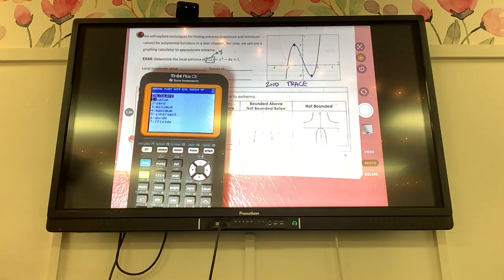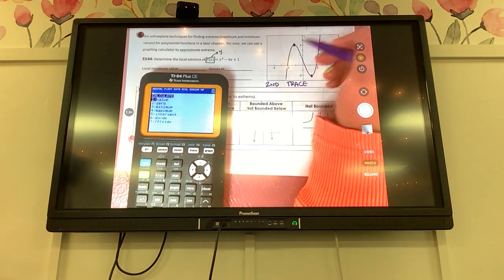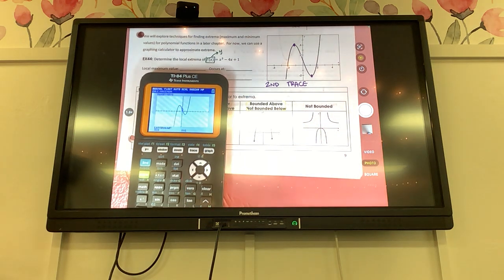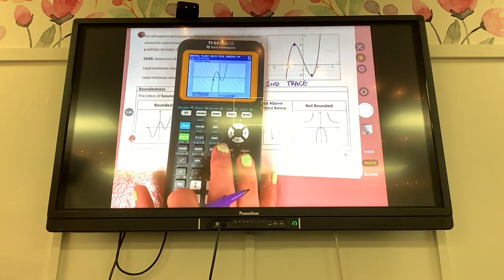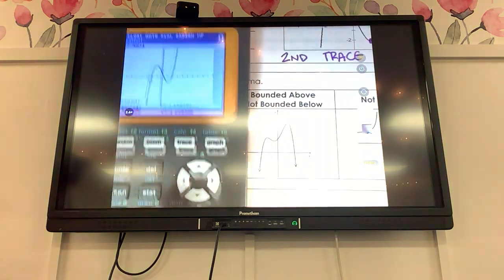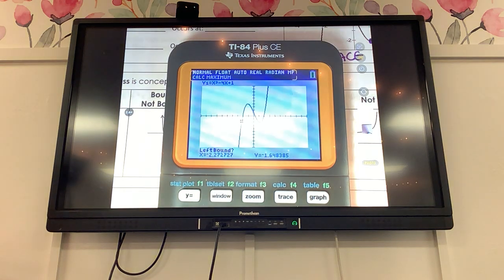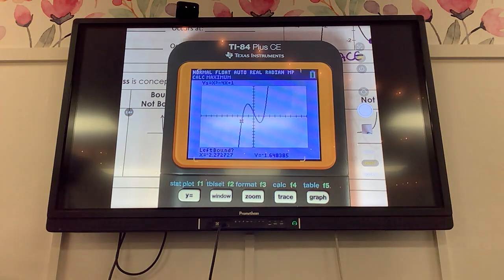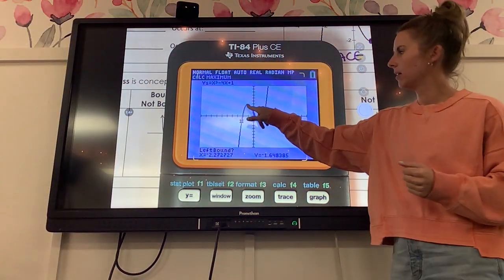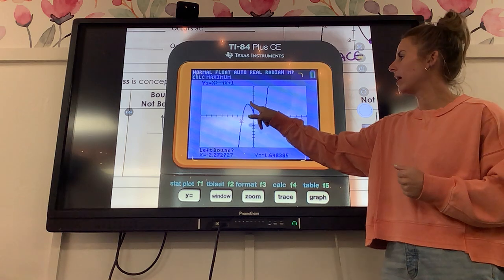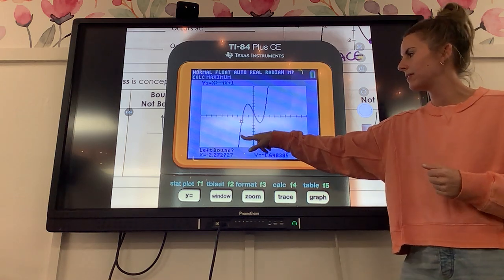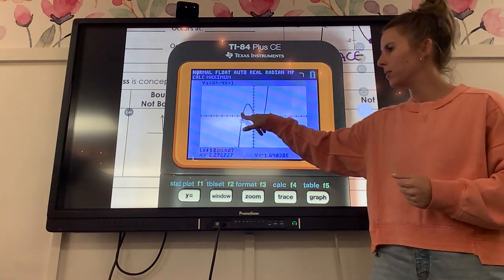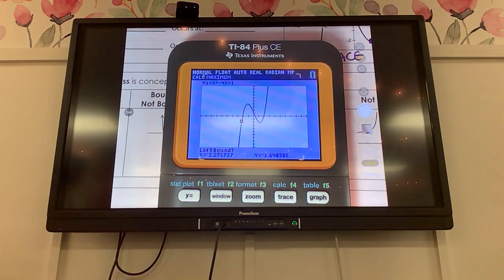All right. So depending on what you're trying to find, it's going to depend on what you're clicking. This one up here is a maximum, so I'm going to go down here to maximum. You need to move your little spider over on the left side of the point you're trying to find. This is the maximum, this is what I'm trying to find, so I'm going to move my spider anywhere over here on the left side. It says left bound right there. So move it on the left side, and then hit enter.